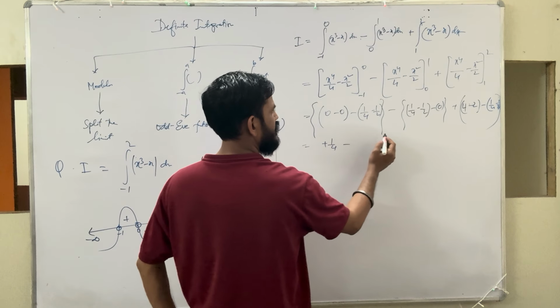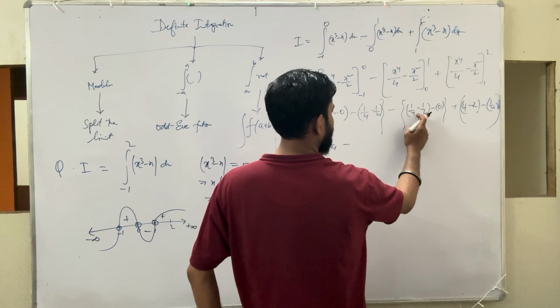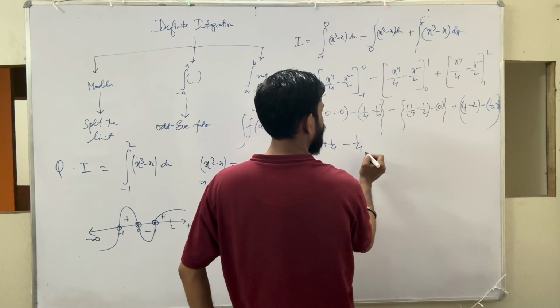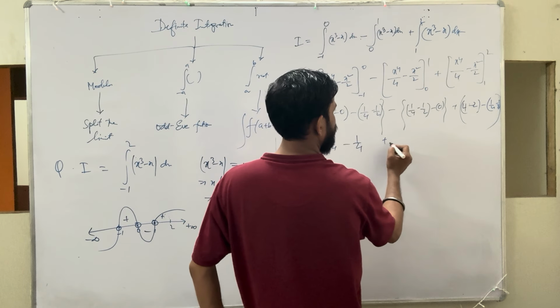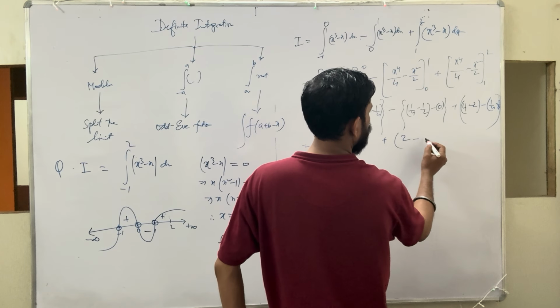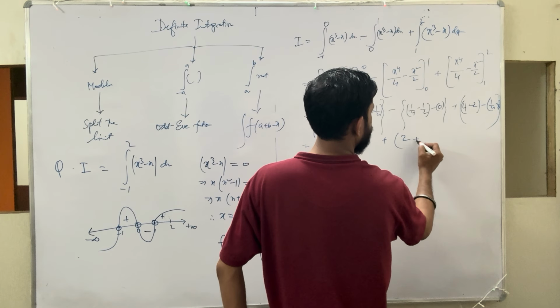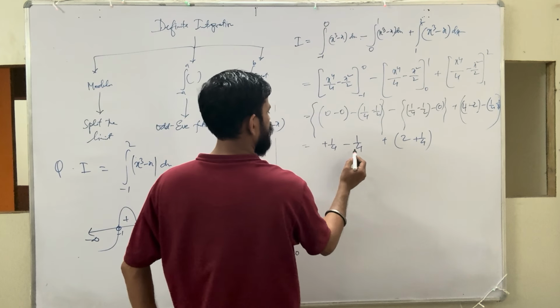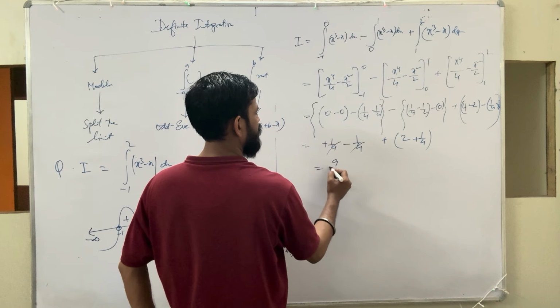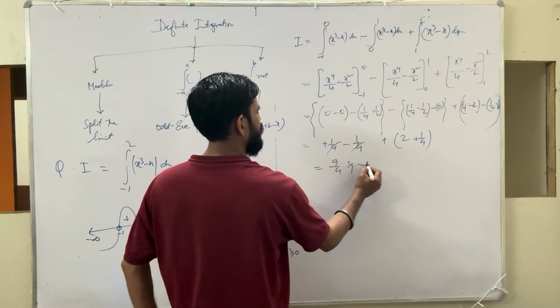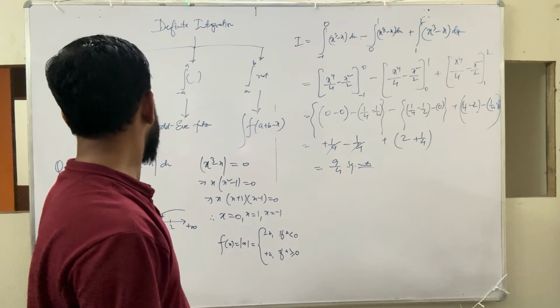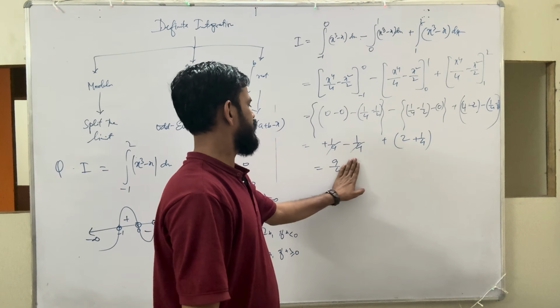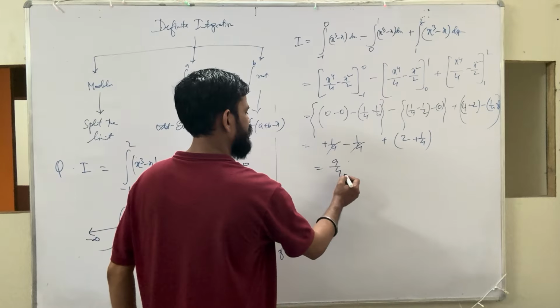so plus 1 by 4, minus 1 by 4, and then plus 2, minus plus 1 by 4. So this gets cancelled, we get 9 by 4 square units. Since we are not finding square units, it is just an integral, so it will be 9 by 4.